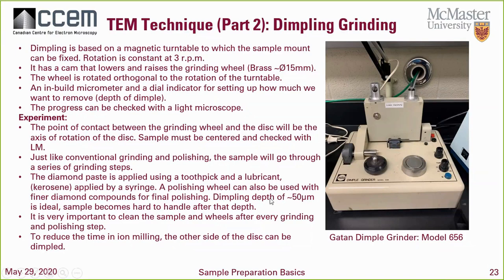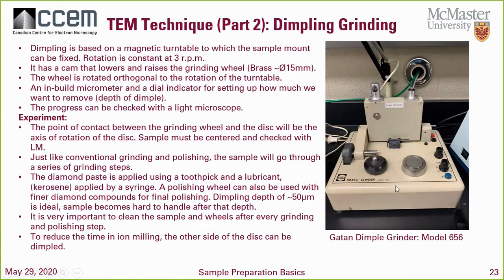I usually do the two dimples because I want to make sure that when I go into the next step, the ion milling, I'm only spending about an hour or two in there. I don't want to exceed the 4 or 5 hour mark in the ion mill. It is very important as well to make sure that you clean your sample, like the other rules that I mentioned in conventional grinding and polishing, because this is extremely important. Here, you don't want to cross-contaminate, okay? If you cross-contaminate, you're going to make a hole in your sample during the dimple grinding steps.